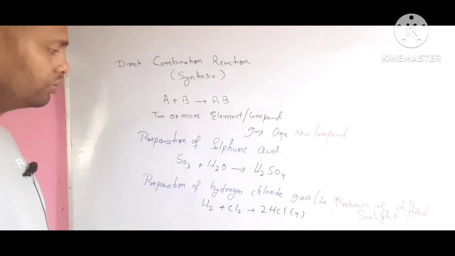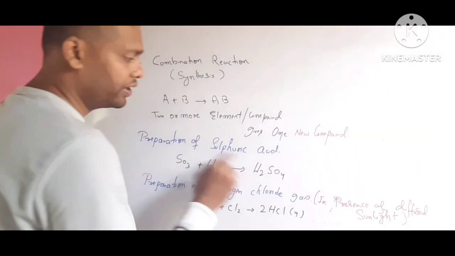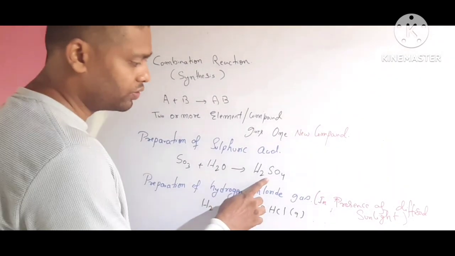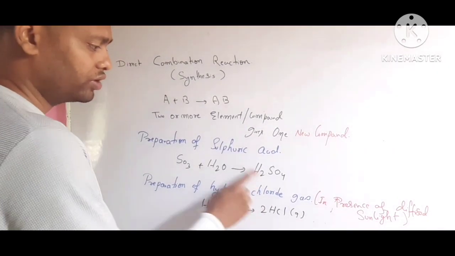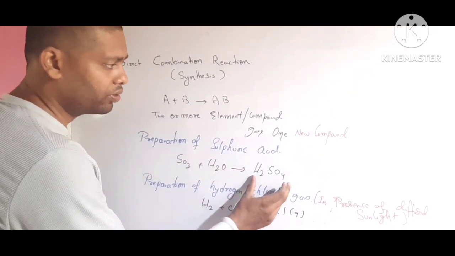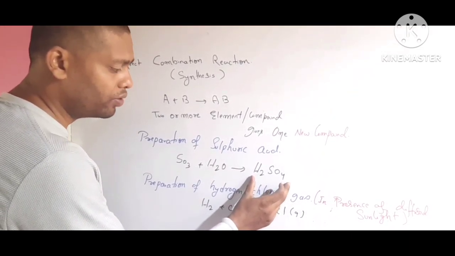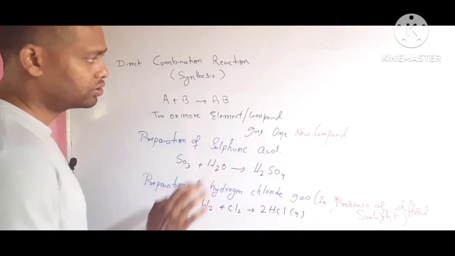Okay, so now one more example: preparation of sulfuric acid. Sulfuric acid is formed as H2SO4. Sulfur trioxide reacts with water and gives you H2SO4. So again only one product we are getting, and it is a new compound only. So it is also a combination reaction.